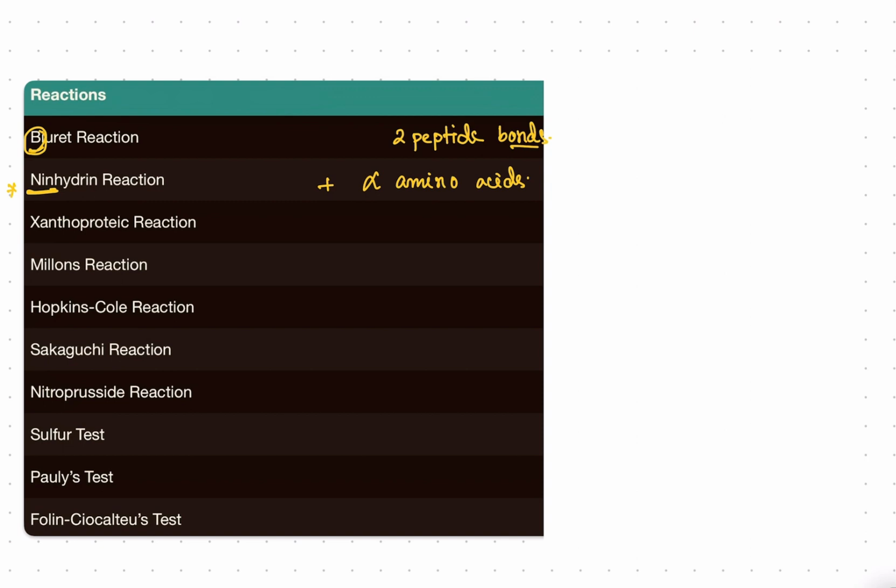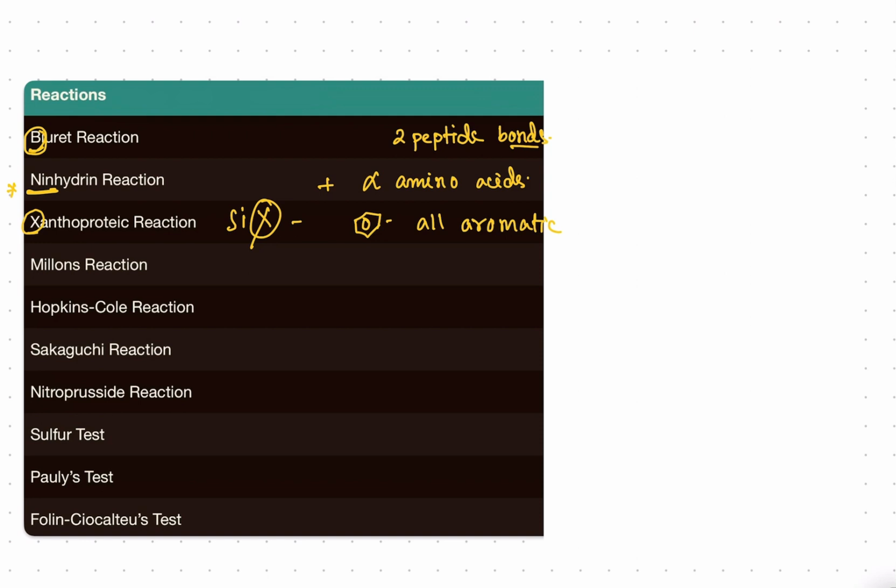Next, coming to xanthoproteic reaction. Xanthoproteic reaction, you can remember X. X means you can remember 6. So 6 sides are there, and 6 sides means it is the benzene ring. That means all the aromatic amino acids are going to give xanthoproteic reaction test positive.